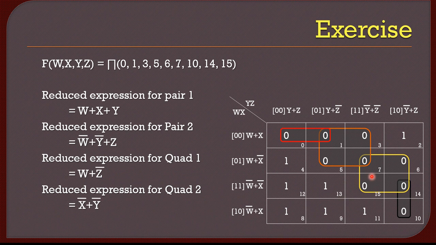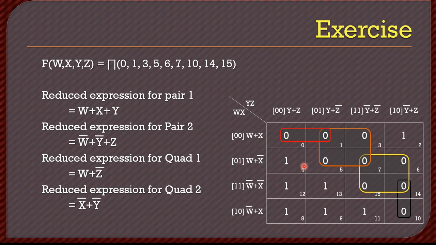And then finally for chord 2, you can see w is changing its state to w dash, and you can see x dash is same for both the boxes, so you are going to remove w and you are going to keep x dash. And on top you can see y dash is same for both, it does not change its state, but you can see z dash changes its state to z, so you're going to remove z, so it will be x dash plus y dash. So this will be the reduced expression for chord 2.